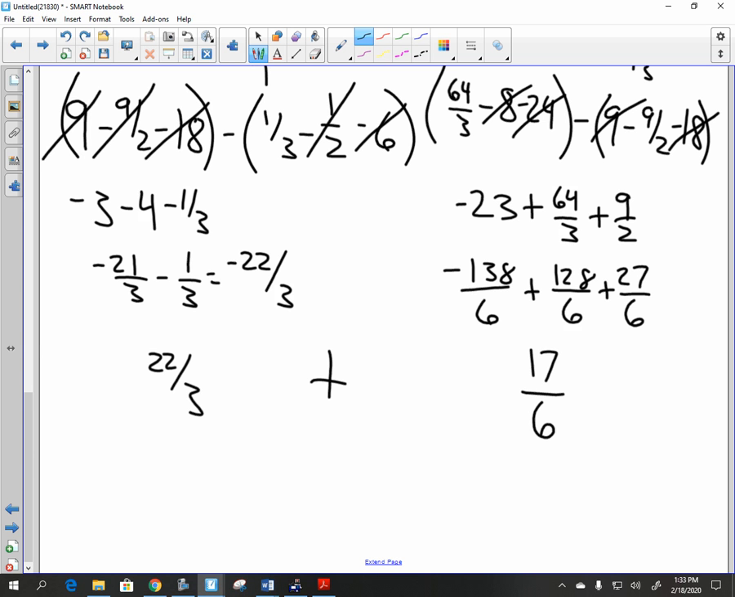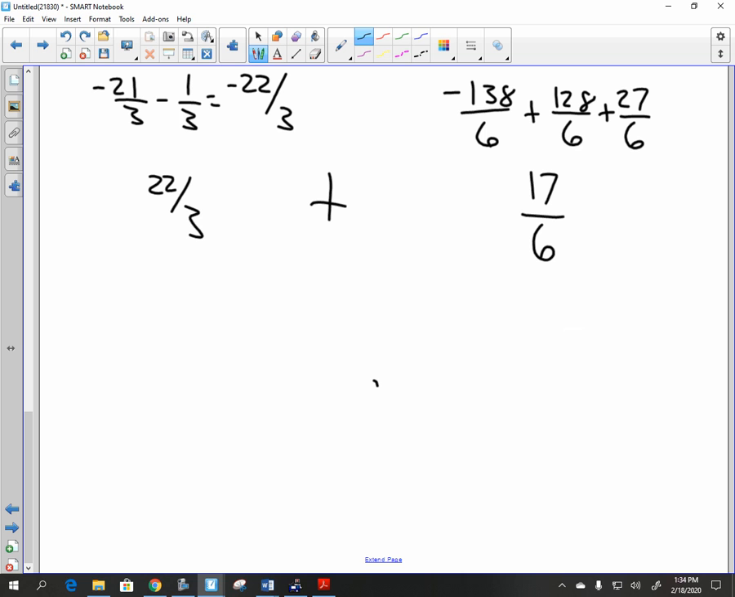So it looks like the object actually traveled 22/3 in the negative direction, and traveled 17 over 6 in the positive direction. And if we combine those together, we get 44 over 6 plus 17 over 6, which is in fact 61 over 6, or 10 and 1/6.